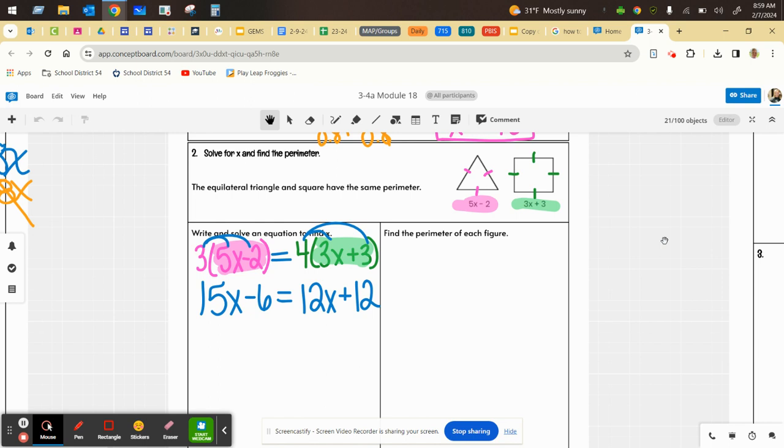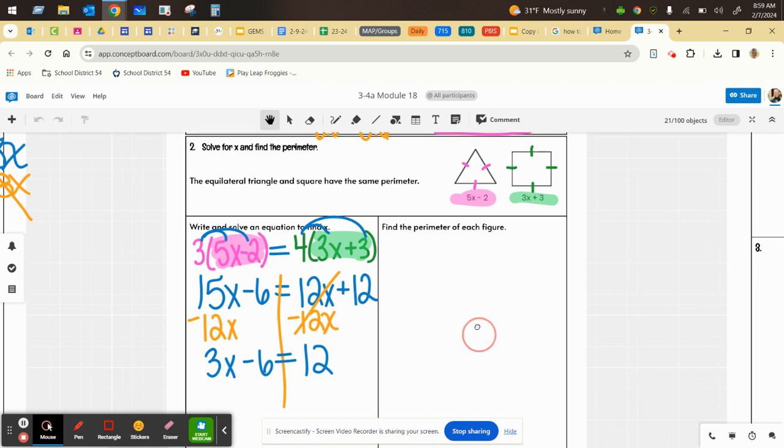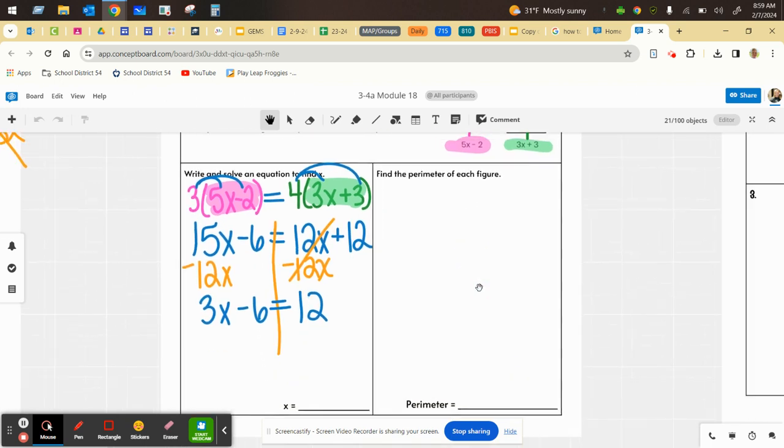All right, let's continue to solve. I'm going to draw my line. I'm going to subtract 12x. Again, if you're good with this, you can pause and finish this part on your own and then check your answer with me shortly. So then I have 3x minus 6 is 12. And then I am going to add 6. So I have 3x equals 18.